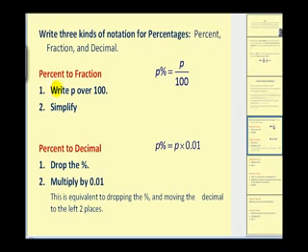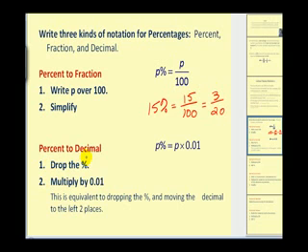So to convert a percent to a fraction, we write the number of the percent over 100 and then simplify. So for example, if we had 15%, to convert that to a fraction, we write 15 over 100, which does simplify. There's a common factor of 5 here, which simplifies to 3/20ths.